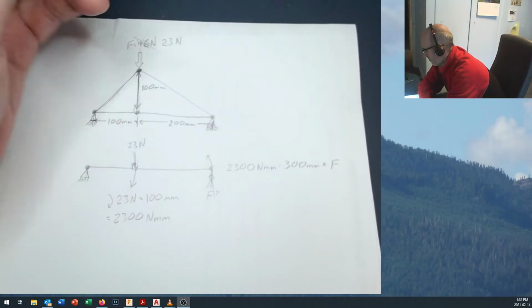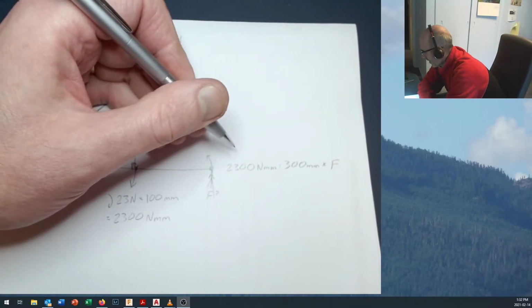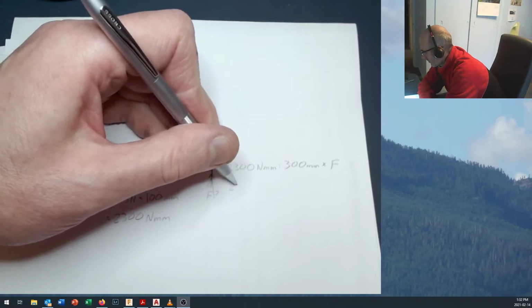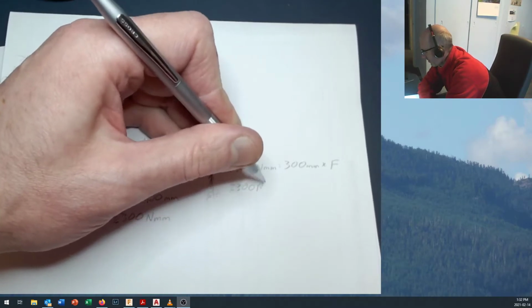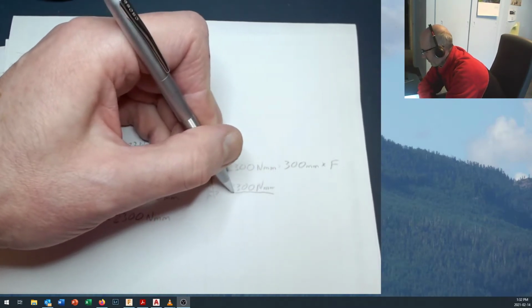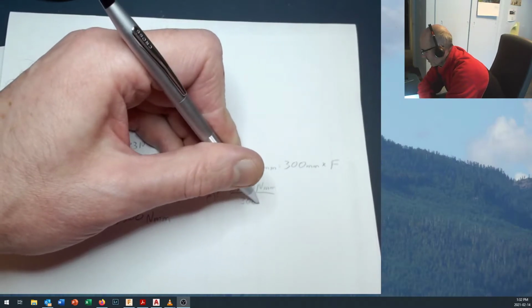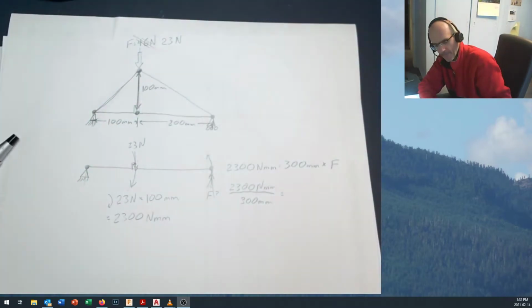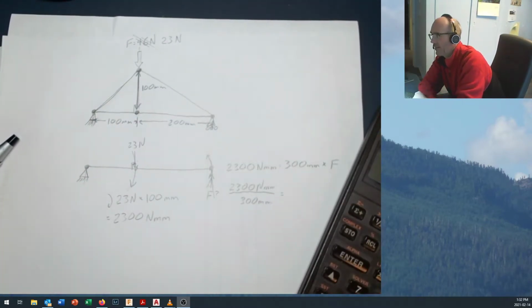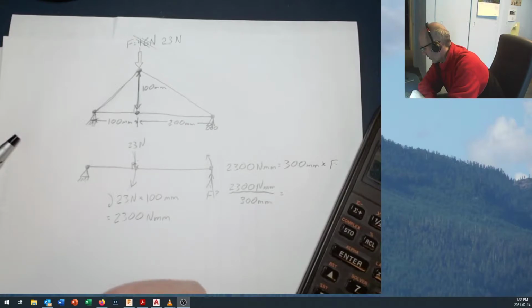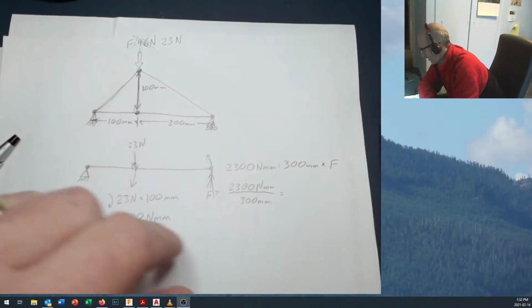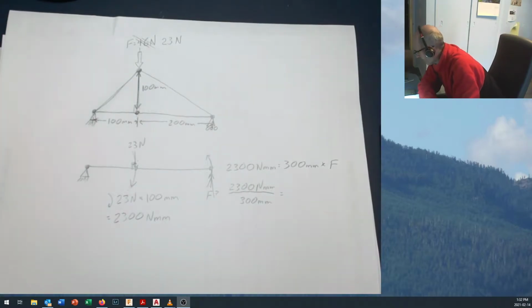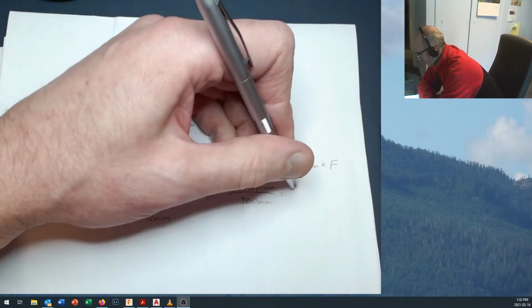We can call that point A, B, C, whatever you want to call it. Okay, and to get the answer, 2300 Newton millimeters divided by 300 millimeters, because we got to get 300 off this side, so we just divide both sides, and we bring in the calculator, and 2300 divided by 300 is going to give me 7.66 coming up right here.